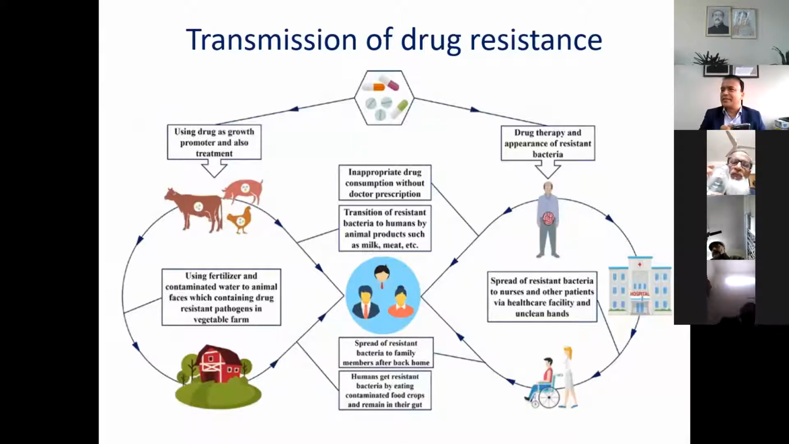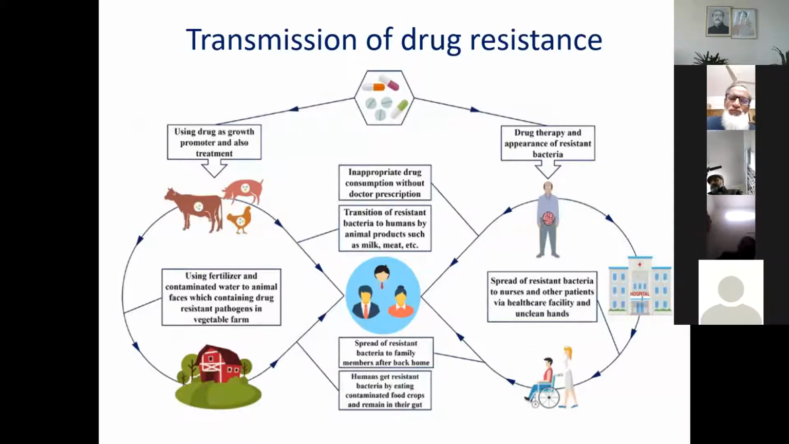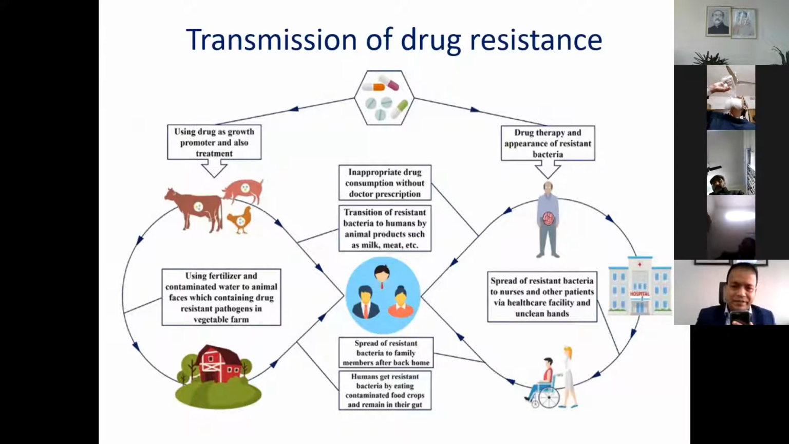So here I would like to show how drug resistance is transmitted, because my talk is multi-drug resistance related. When using drugs for growth promotion and also for treatment, we use some antibiotics in poultry feeds and other feeds nowadays. When these antibiotic-containing feeds are fed to the animal, the antibiotics also contaminate the poultry meats and other meats. Using fertilizer and contaminated water, animal feces containing drug resistant pathogens reach vegetables, and this comes to inappropriate drug consumption without doctor prescription.